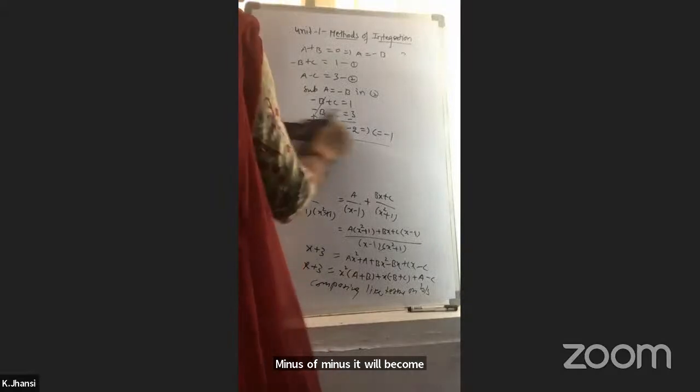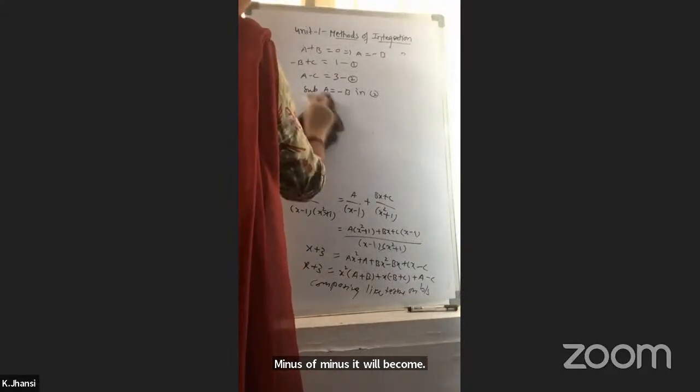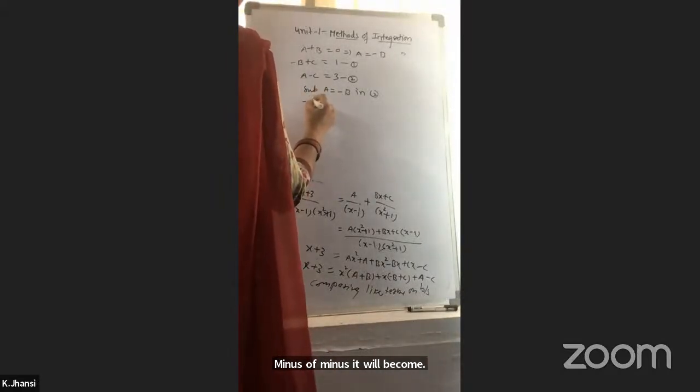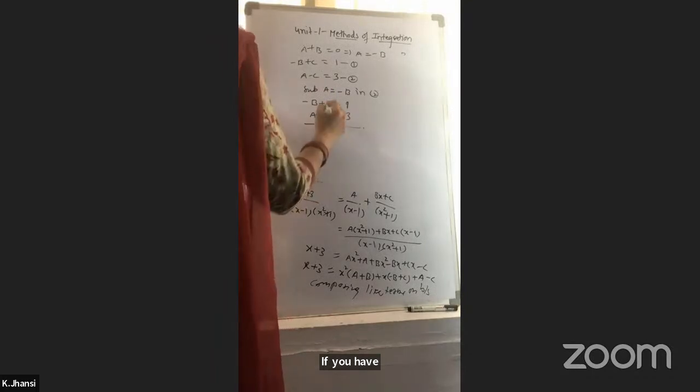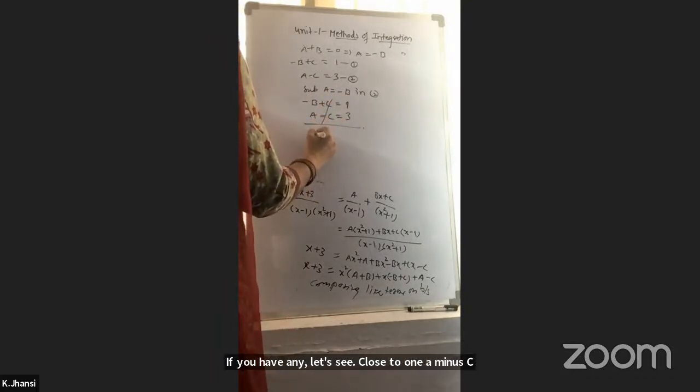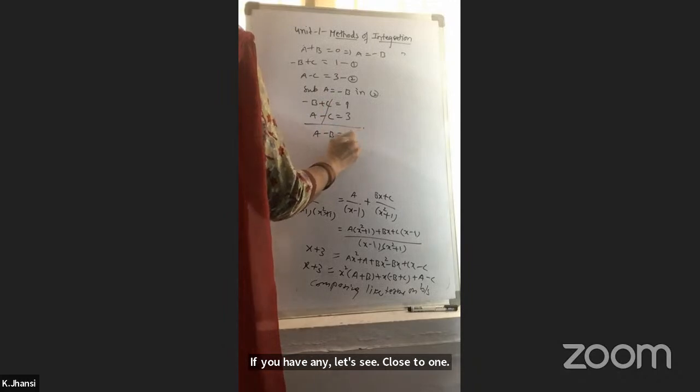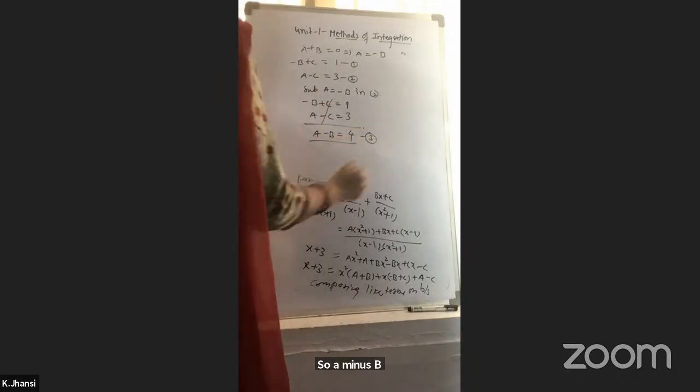If you have any confusion, you do like this: minus B plus C equals 1, A minus C equals 3. One more equation you will get. These both will get cancelled. So A minus B equals 4. Okay, this is the third one.